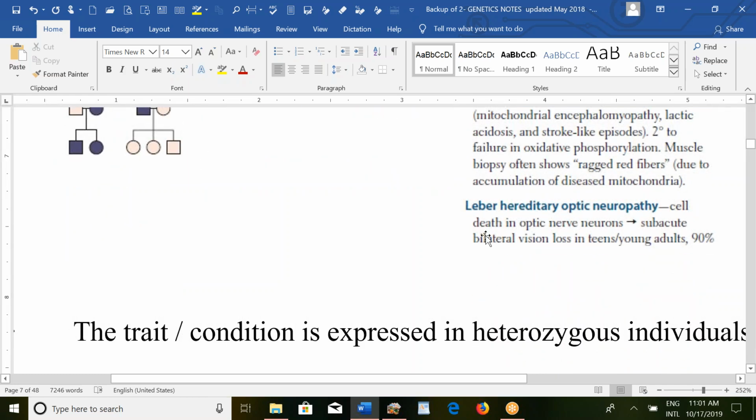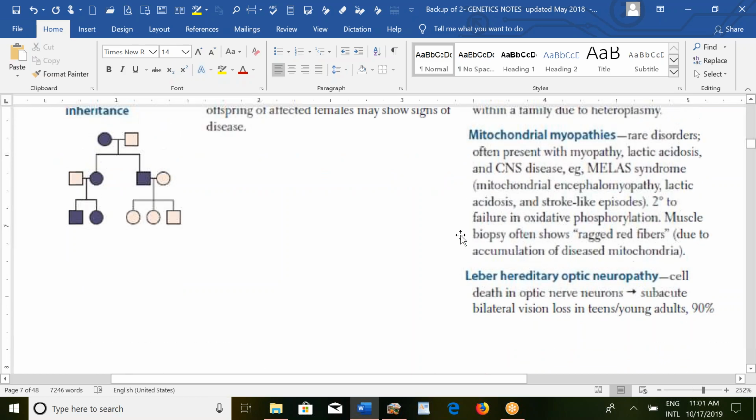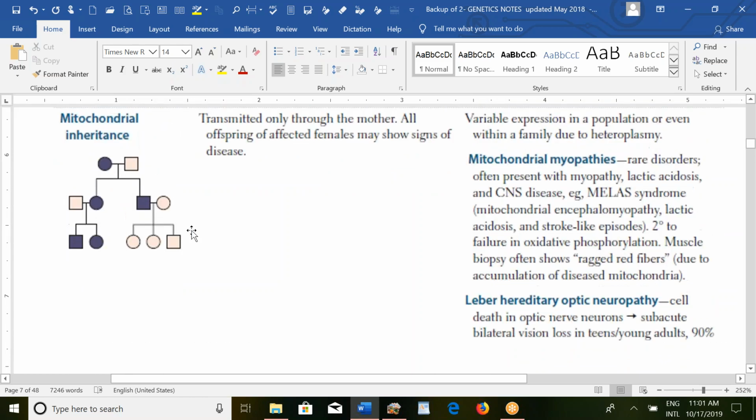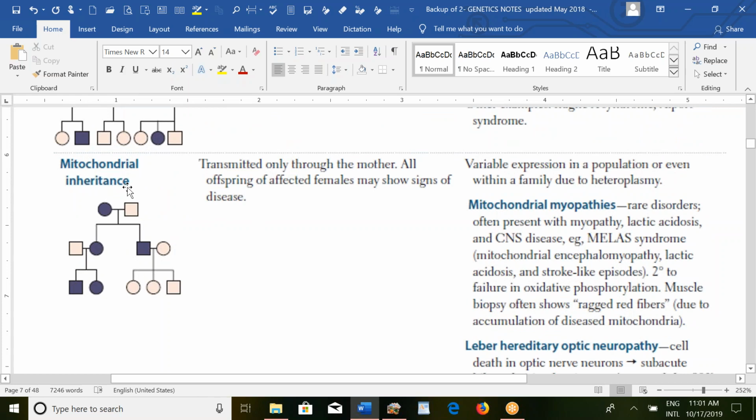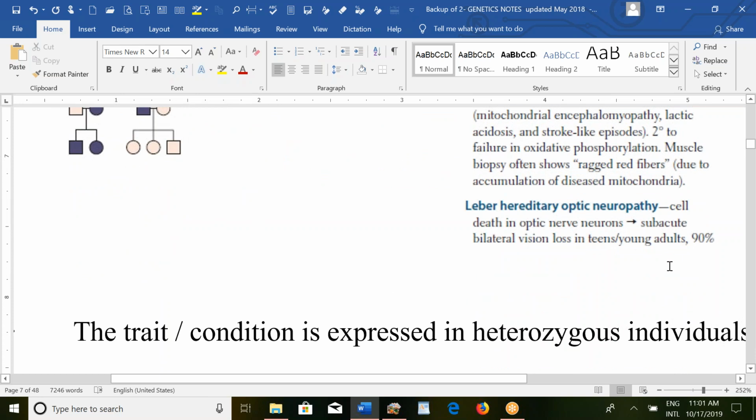The second condition is Leber hereditary optic neuropathy. Very rare. If they ask you this question, they will ask only about the mode of inheritance. So mitochondrial inheritance, in males and in Leber hereditary optic neuropathy. There is cell death in optic nerve neurons and subacute bilateral vision loss in teenagers or young adults in 90% of the time.